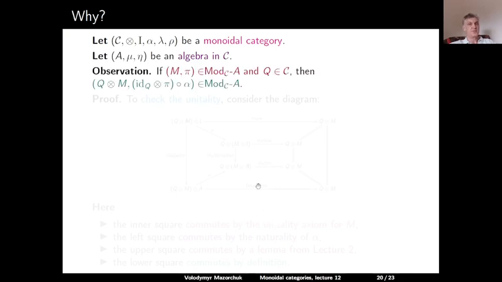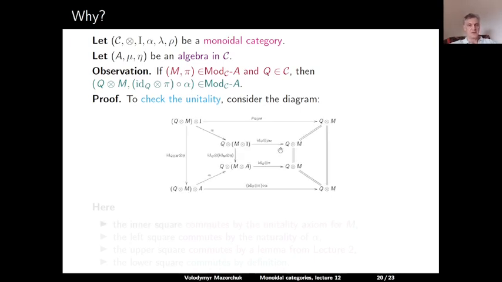Observation: if we have a right module (M, alpha) over this algebra A, and any object Q in C, then tensoring M on the left with Q and adjusting the morphism appropriately, so the morphism should be identity on Q tensor with alpha after the associator, this pair again will be a right A module in C. So we need to check the unitality and the associativity diagrams. Here is the unitality check, and the associativity will be an exercise.